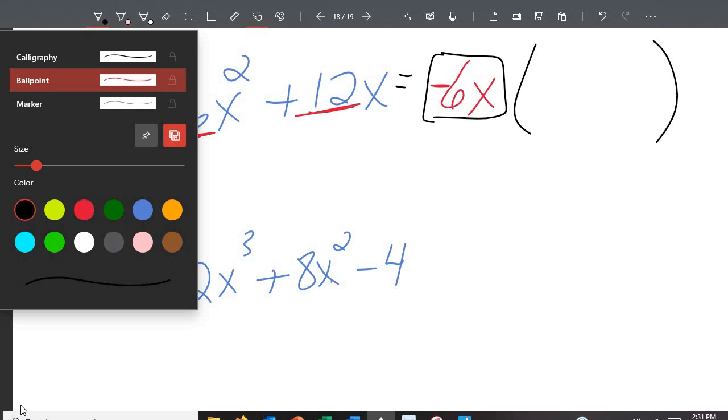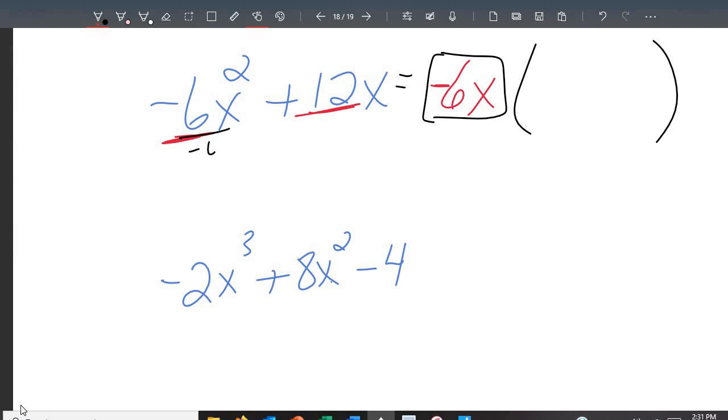So if it helps, you could do this. Negative 6x, negative 6x. Negative 6 divided by negative 6 is positive 1. And I take 1x away. Positive 12 divided by negative 6 is negative 2. And I take 1x away, and this is the answer.